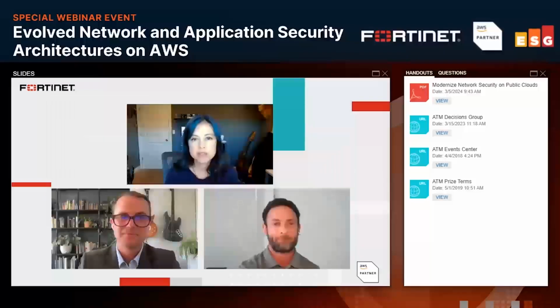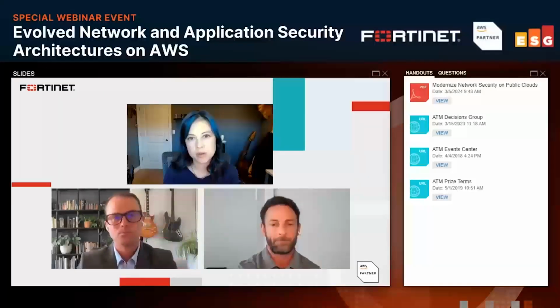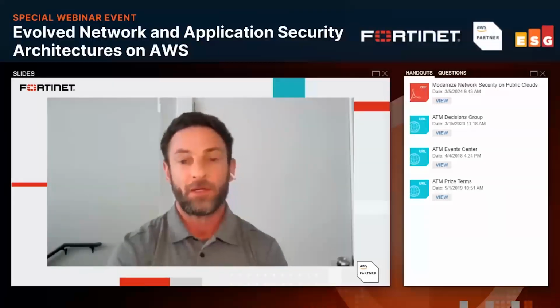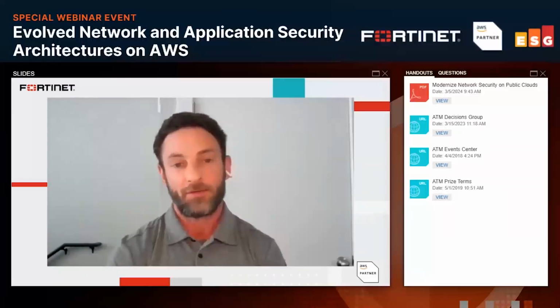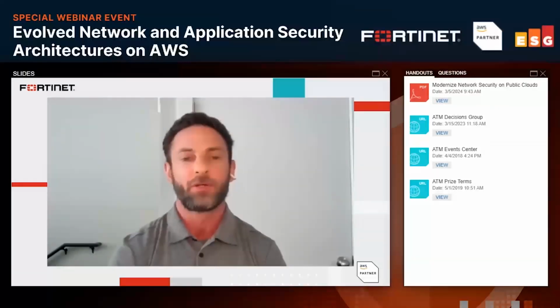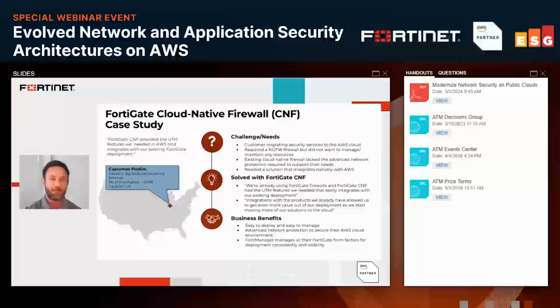Yeah, that's great. So you guys have a great case study. Can you share a little bit? Because I'd love to hear some best practices that you can share with the audience for what can work well. Yeah, absolutely. So we have a joint customer who has deployed the FortiGate Cloud Native Firewall on AWS. This particular customer is an agricultural insurance services company, a very large organization located in the U.S.